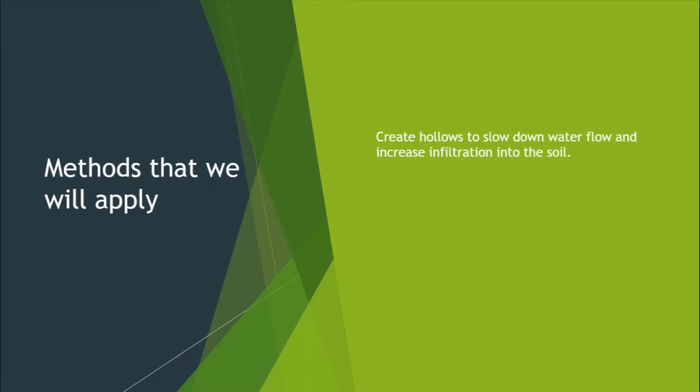So you create little hollows in the ground to slow down the water flow and increase infiltration into the soil. Then secondly, I constructed silt walls by making use of the rocks in the area. There are a lot of hills and obviously a lot of rocks in the area that we can just pick up and use as construction material for these silt walls, which I will show you in a bit. All of these points I'm going to explain in more detail further down in the video.